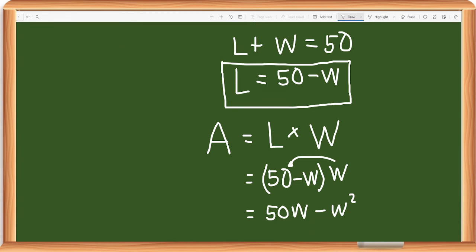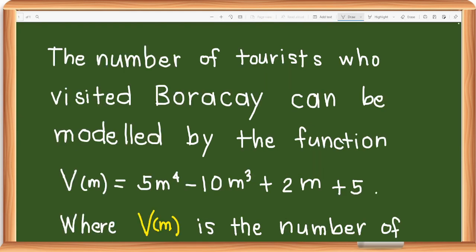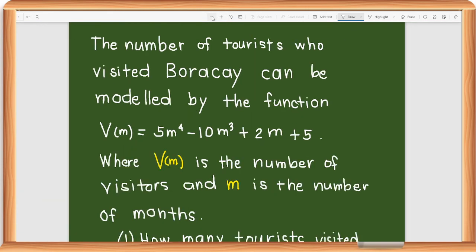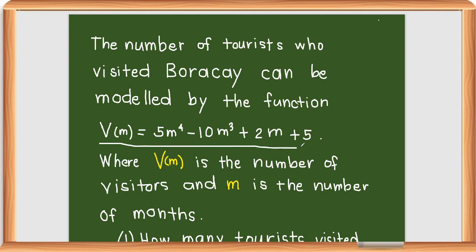Okay? So, let's have another example here. Okay, I'll change this so everything can be read. The number of tourists who visited Boracay can be modeled by the function V at M is equal to 5M to the fourth minus 10M to the third plus 2M plus 5. No? This is what they got.